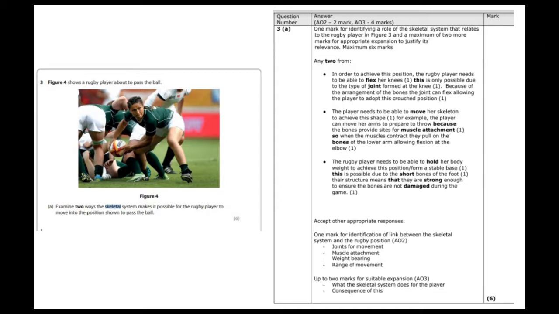The second function that I would go for is another one that relates to movement and muscles, and that's muscle attachment. The example we could give here, if we think it's going to be moving to pass the ball, we could say how the triceps are attached to the humerus, and therefore for our final mark we can say that when the tricep pulls on the humerus, it allows the arm to move and the player to pass the rugby ball powerfully and accurately.